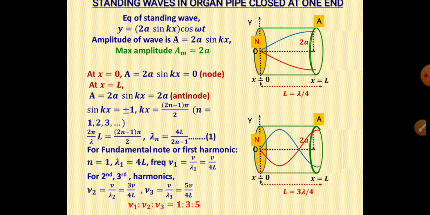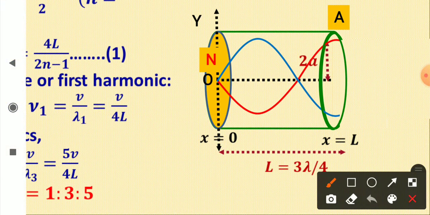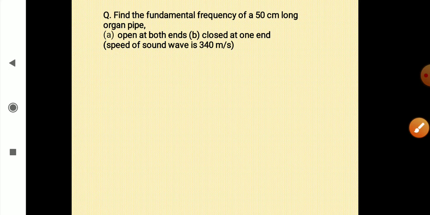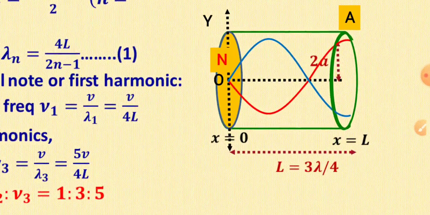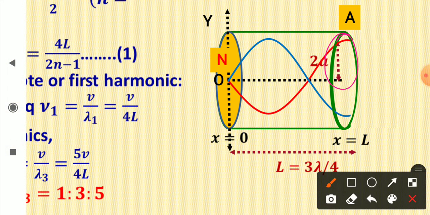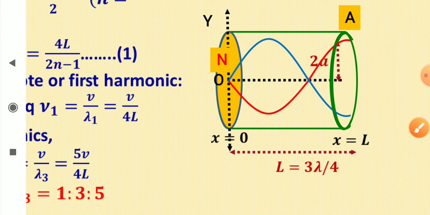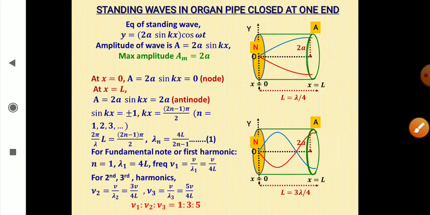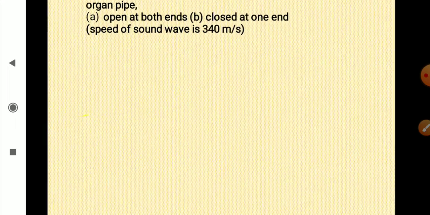And see the second possibility I have shown here. One node is fixed here, one antinode is fixed here. तो यहाँ पर हमें बीच में एक और node मिलना चाहिए. And here this amplitude is 2a, and this is half of wavelength, this is 1/4 of wavelength, so the total becomes 3/4 of wavelength, right?